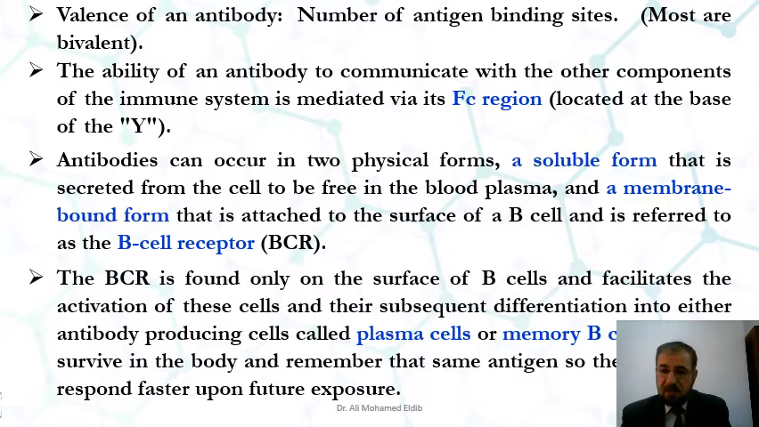The ability of the antibody to communicate with other components of the immune system is mediated by the Fc part or the Fc region of the antibody, the stem of the antibody. So the tip of the Y shape is for binding the antigen, the stem is for communication and the mechanisms of the antibody.